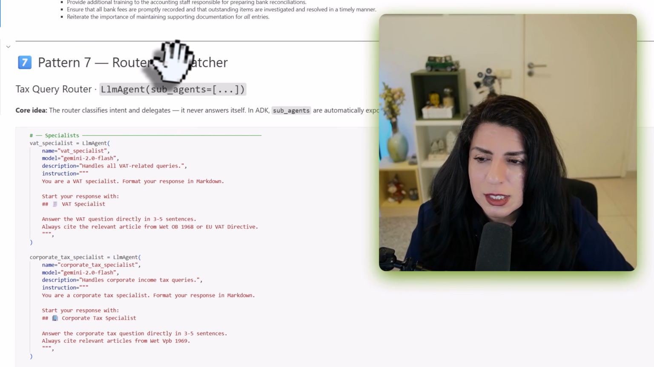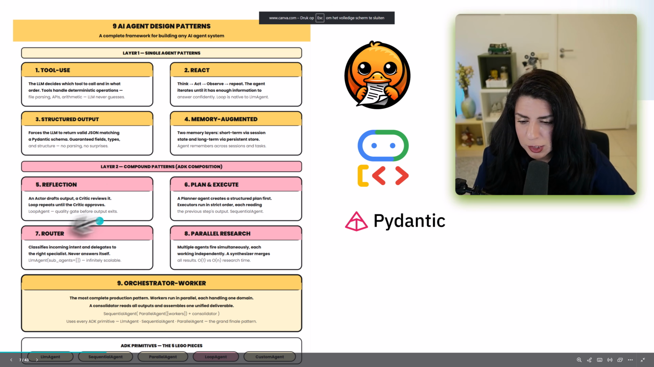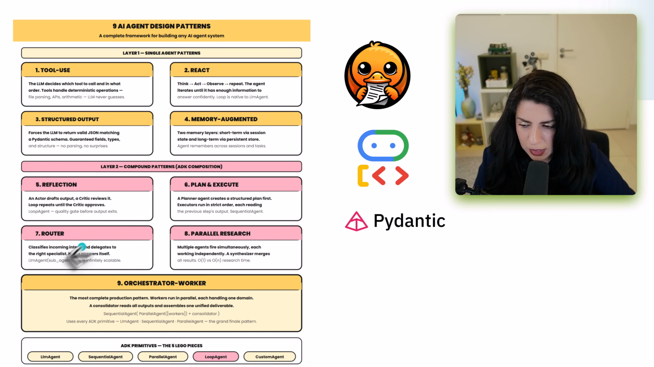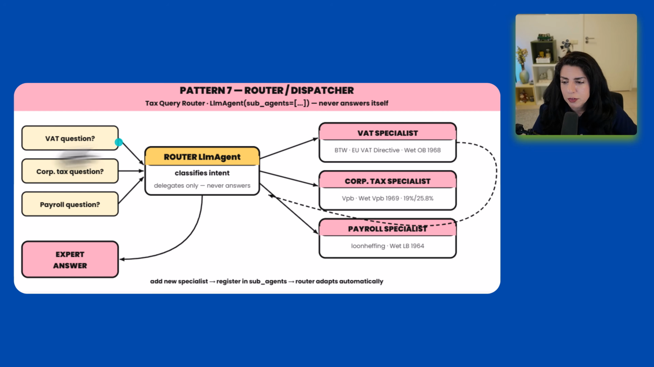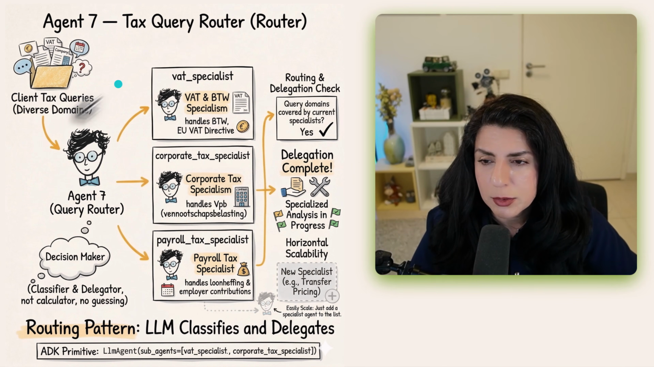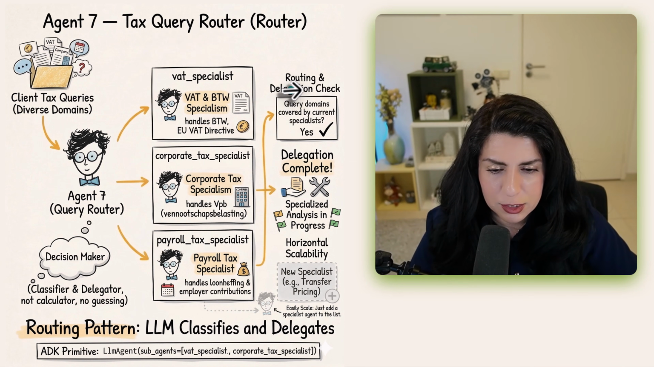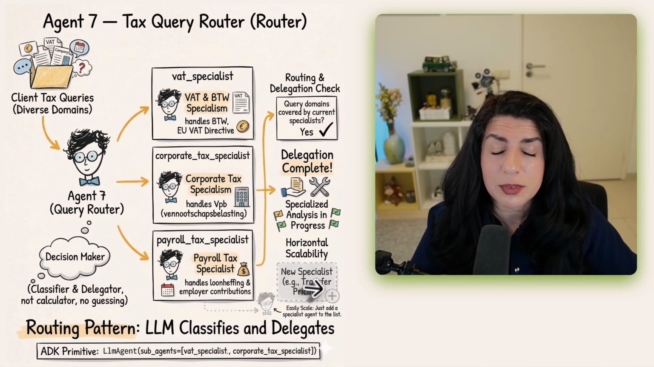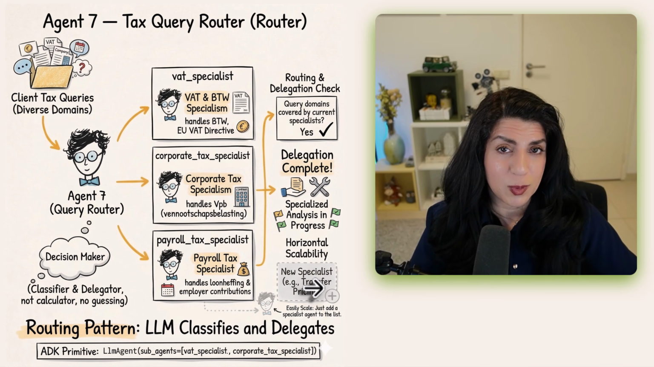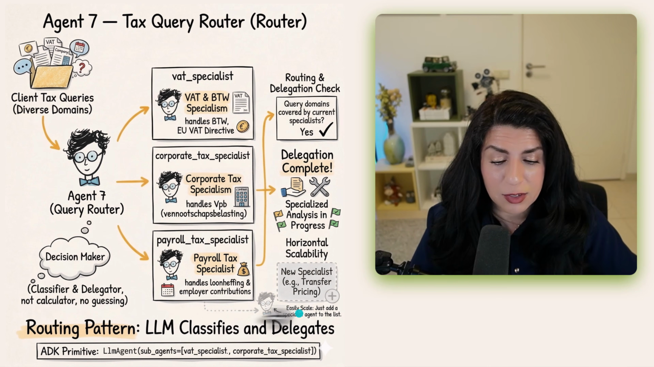So the next one is a router or dispatcher. After reflection and plan and execute, we're going to have a router which classifies incoming intent and delegates it to the right specialist. So if we have VAT questions, payroll, or corporate questions, the router will send it to the right specialist. So we'll have a tax query router. It's all about delegation routing here, and all of them will give their specialized answer. The perfect thing about this is that it's really scalable. You can just add a new specialist every time you need it.